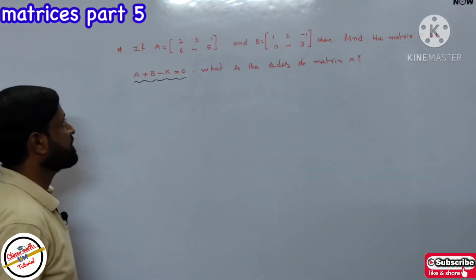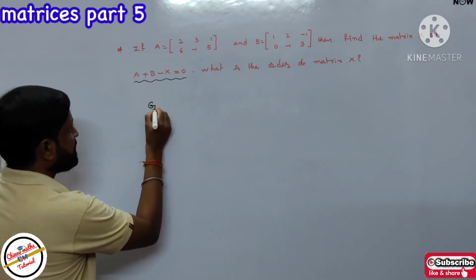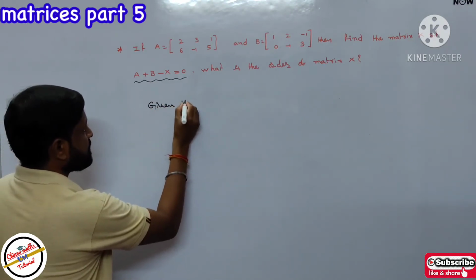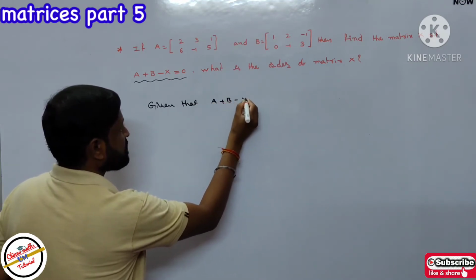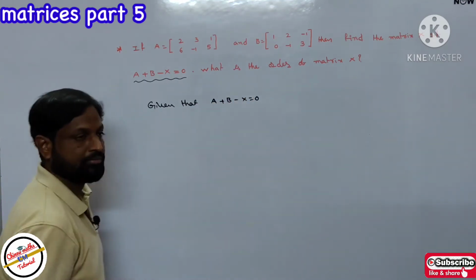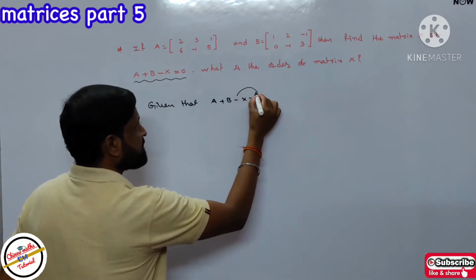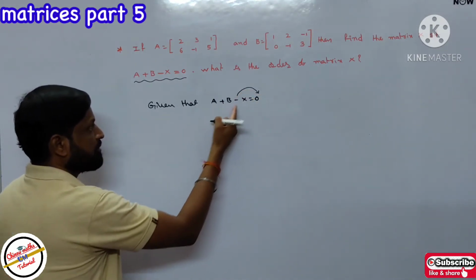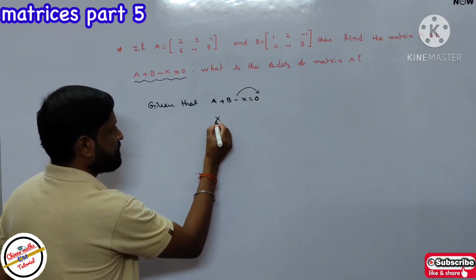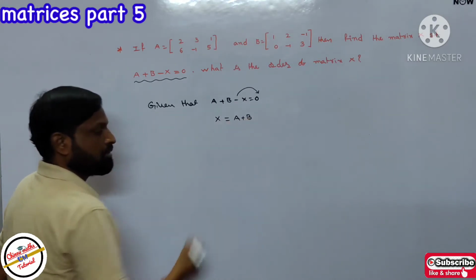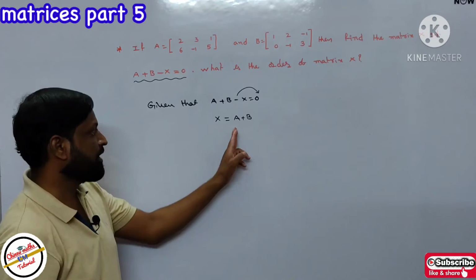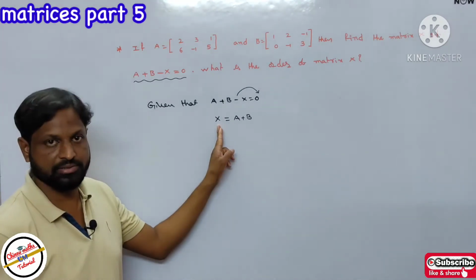So the given condition is A plus B minus X equal to 0. Then minus X can be written with the sign changed, so that means X is equal to the positive value. Finally we write X equal to A plus B. So adding the two matrices A and B, you will get the matrix X.